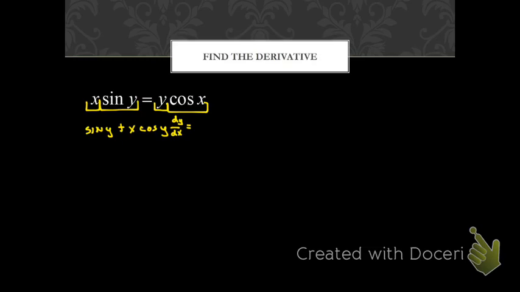Equals product rule. What's the derivative of y? dy dx. 1 times dy dx cosine x plus y times, what's the derivative of cosine x? Negative. Can I do this then? Can I just put that negative right there in front? Negative sine x.